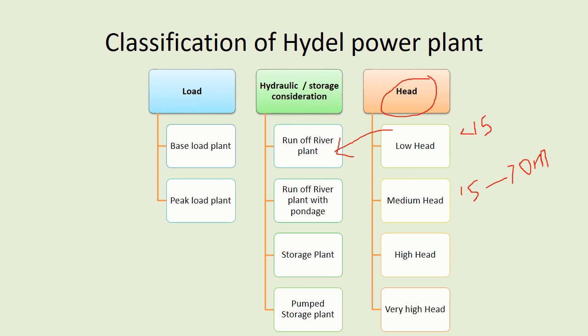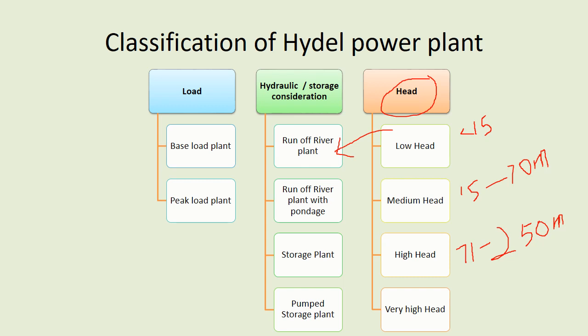Next is your high head dam. This high head dam ranges from 71 meter to 250 meter. The head height is 71 to 250, and here you can go for either Pelton or Francis. So both are suitable for a high head dam.